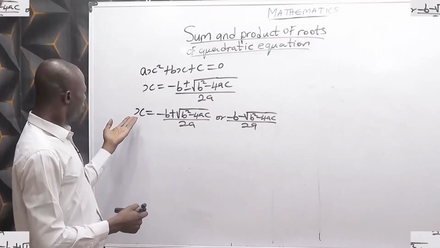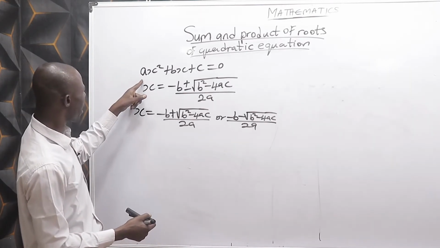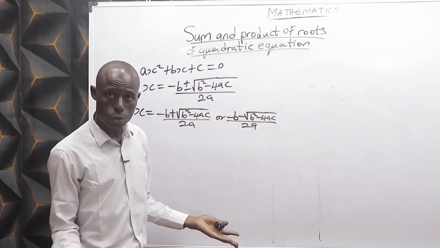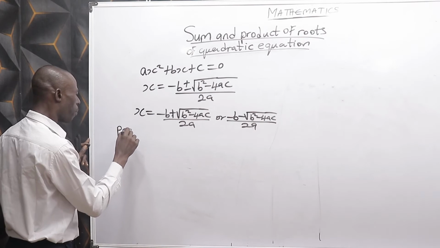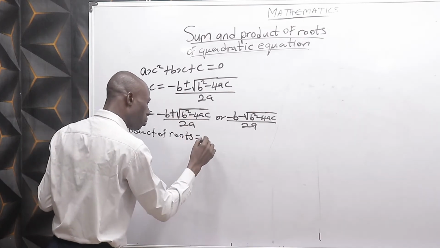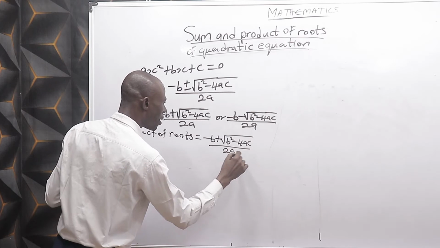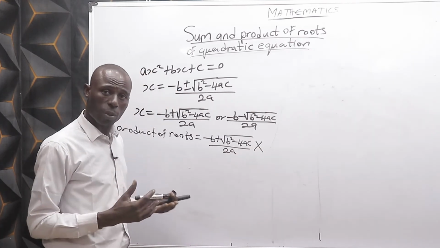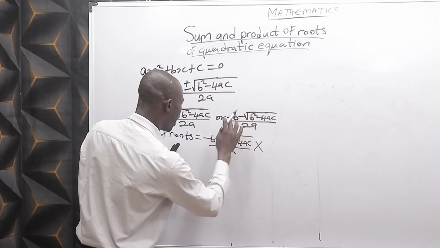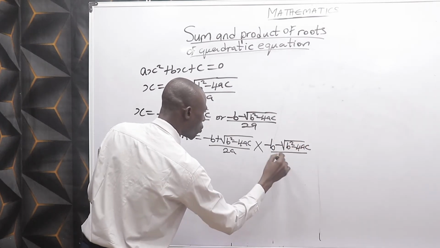Let's go for products. If x equals this or this are the roots of a particular quadratic equation of structure ax squared plus bx plus c equals 0, what is the representative of the product of the two roots? The product of roots equals this first root, minus b plus root b squared minus 4ac over 2a, times, because it's a product. Product is all about multiplication, while sum is all about addition. So since it is about multiplication, you take the second one, which is minus b minus square root of b squared minus 4ac over 2a.